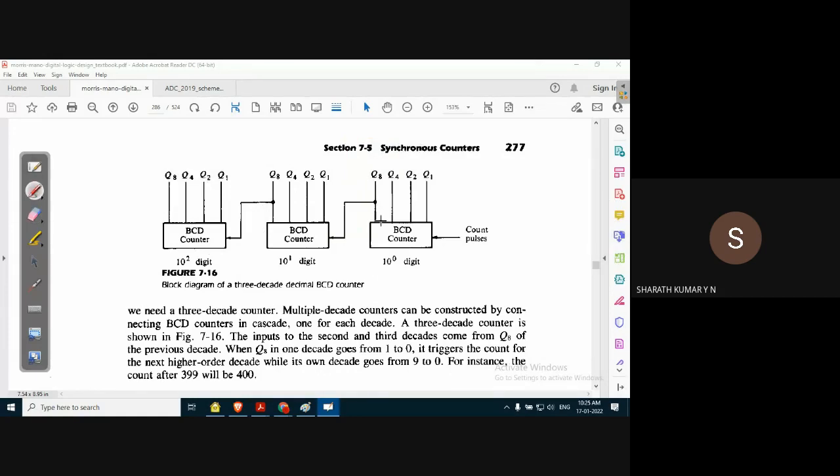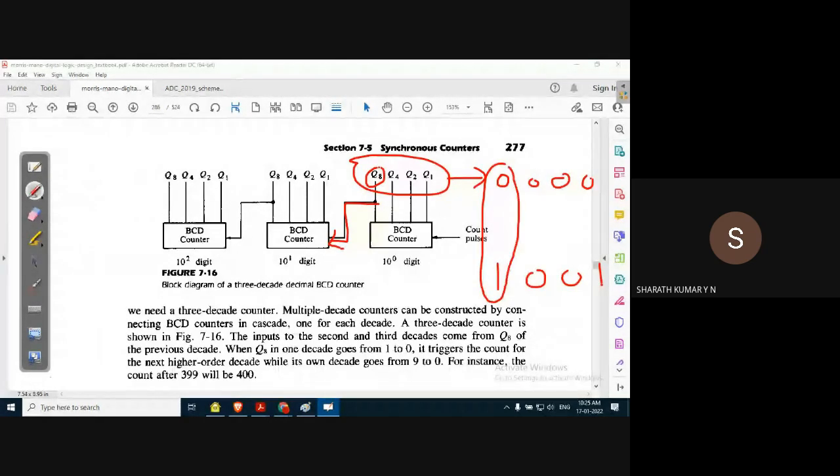Let's observe this. Q8 is applied as a clock pulse to the next flip flop, until and unless Q8 changes state. What is the initial count? The initial count is 0000, and the final count is 1001. If you observe this Q8, it will change state only once. It goes from 0000 up to 1000, next it goes to 1001, and the next state of Q8 is 0.